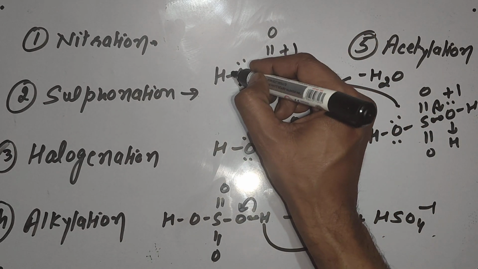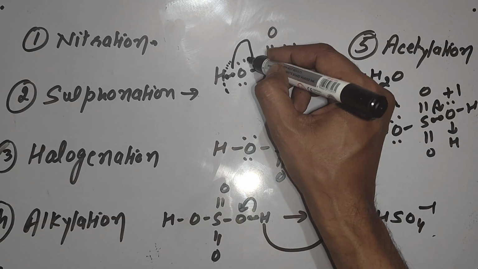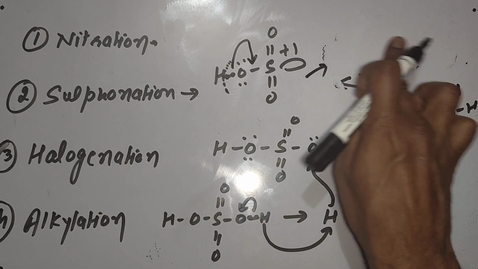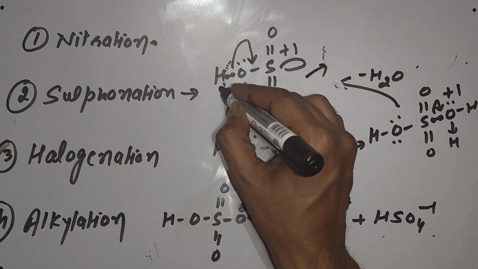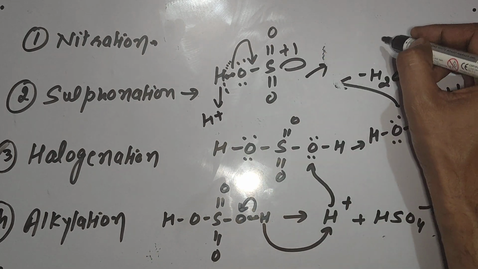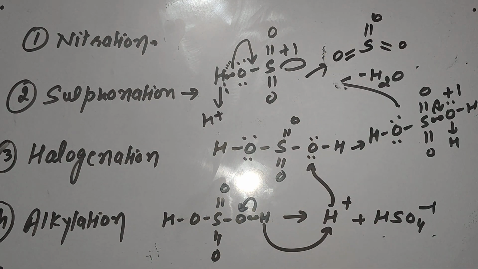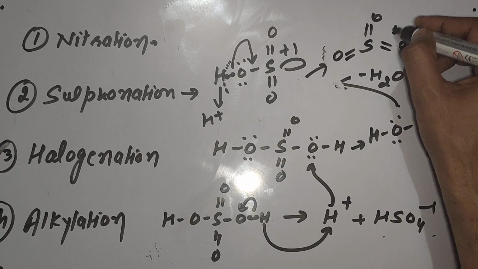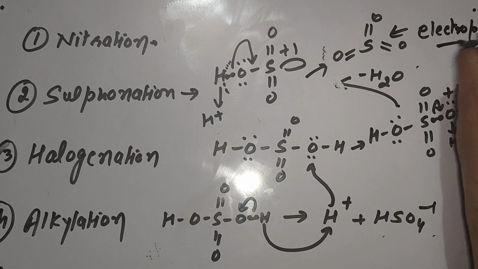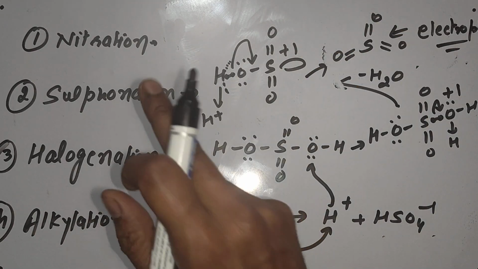Now its positive charge will be satisfied by the neighbor oxygen by breaking the bond from hydrogen and it will shift electrons here. It will release out H+ and oxygen will make a second bond with sulfur. So SO3 gas, sulfur trioxide gas, will generate. Now this sulfur trioxide gas will work as an electrophile. It will attack a benzene ring. This is the electrophile we have in sulfonation.